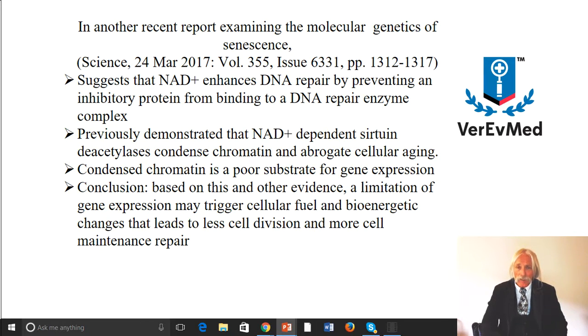This paper suggests that a compound called NAD+, that's the specific chemical signature, enhances DNA repair by preventing an inhibitory protein from binding to a DNA repair enzyme complex. Now that seems like a mouthful if you're not a biochemist or a medical doc, so let me just explain it briefly. NAD is a common metabolite, very robustly common in all cells in the body. It exists in two forms: NAD+, which is the oxidized form, and NADH, which is the reduced form. The H is just a hydrogen atom, actually.